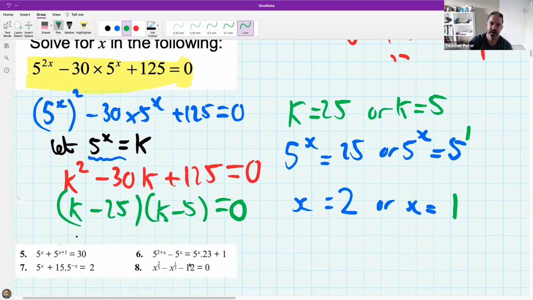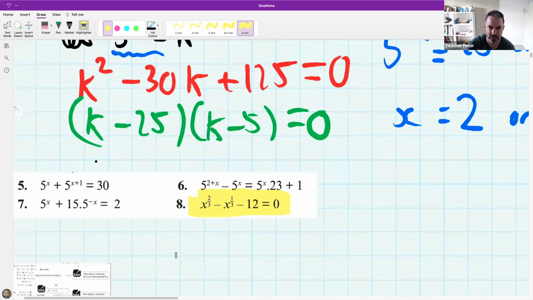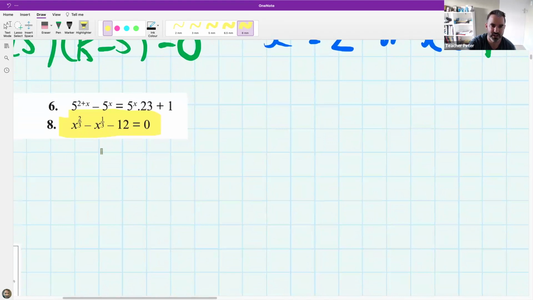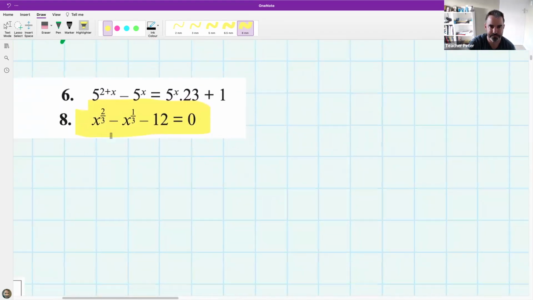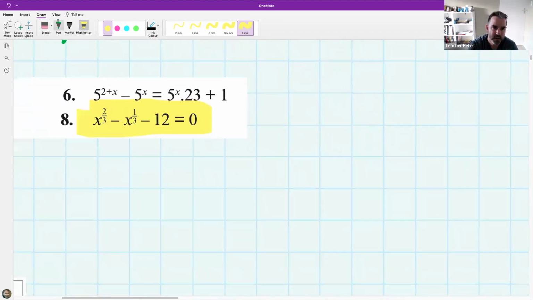Okay. All right, then we are going to move on to number 8. Now, number 8 may look tricky, but the key thing with these types of exponential equations is, do you notice that the one power is double the other? So for example, here, I'm going to rewrite this. If you look at this, can you see 2/3 is double the size of 1/3?